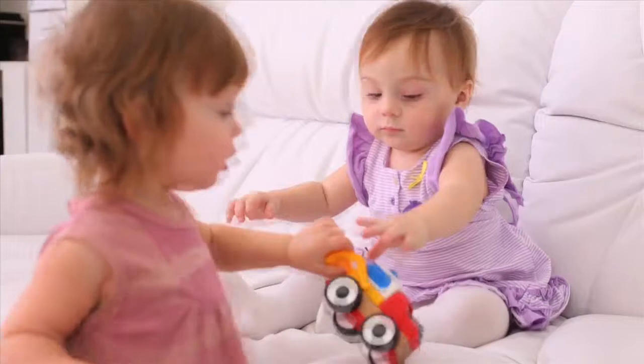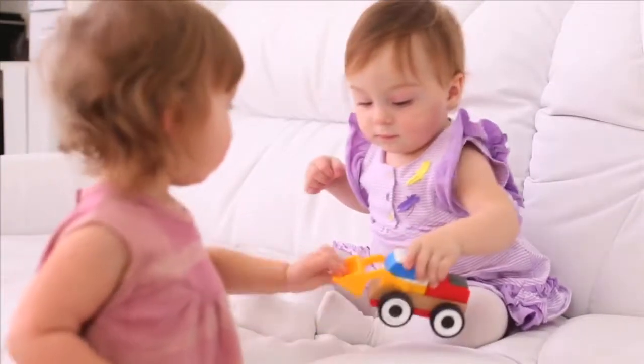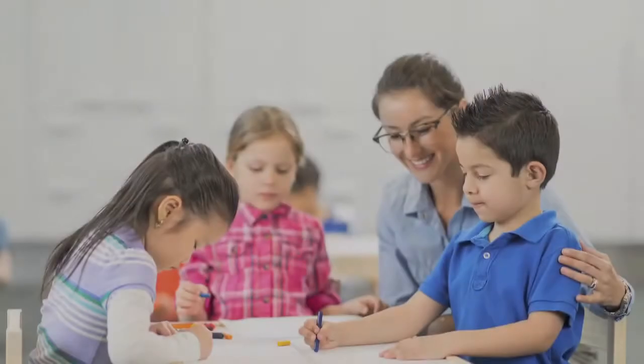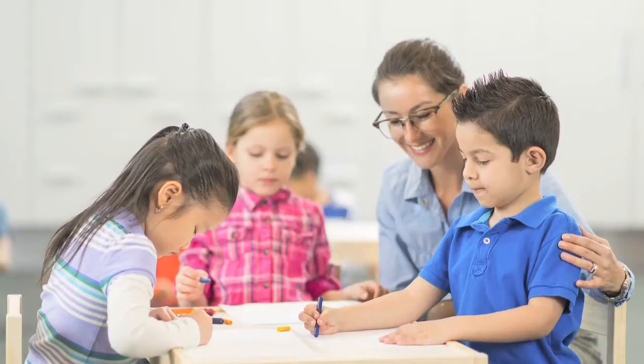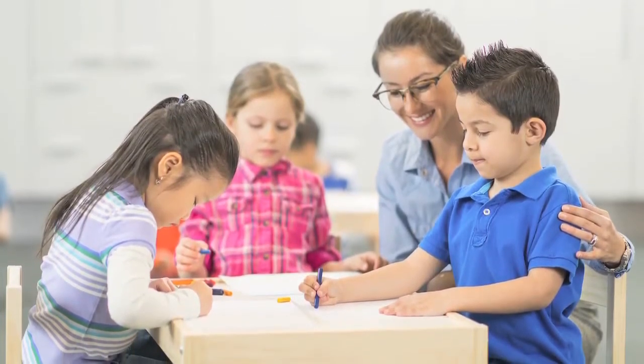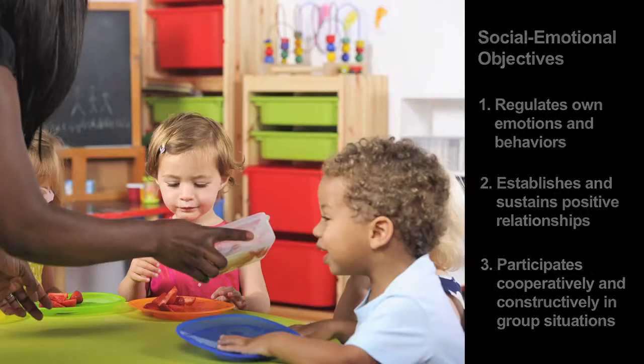It's important to pay attention to each child's social-emotional development and to support children who are struggling to build and sustain relationships. As you interact with children throughout the day, be sure to consistently model empathy for others and appropriate behaviors. The third objective is Objective 3, participates cooperatively and constructively in group situations.